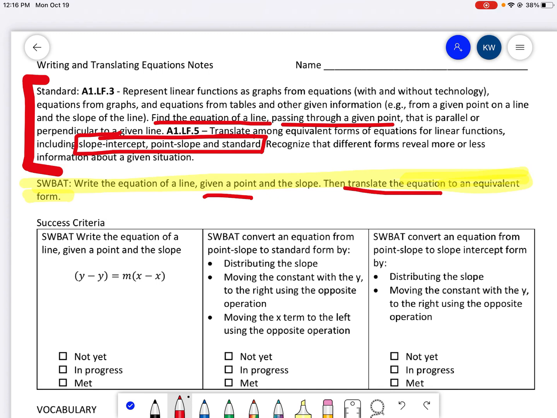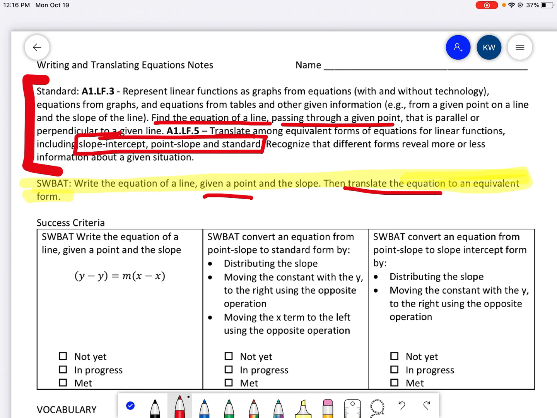All right. Now let's look at the success criteria. Again, it's okay for you to be at the not yet or in progress, as long as by the end of the lesson you're at the met. We're first going to be writing the equation of a line given a point and slope. We're going to be using what's called the point-slope form.